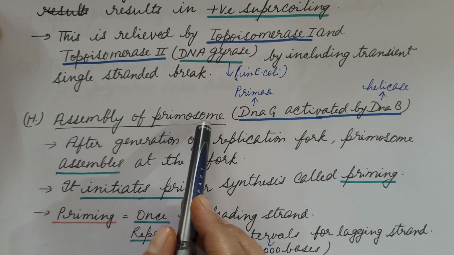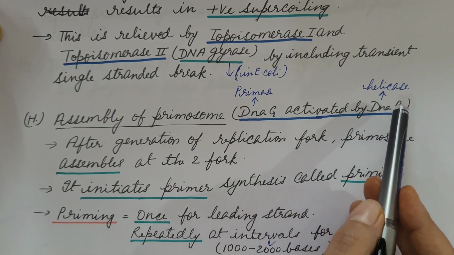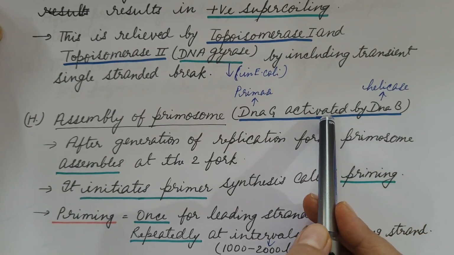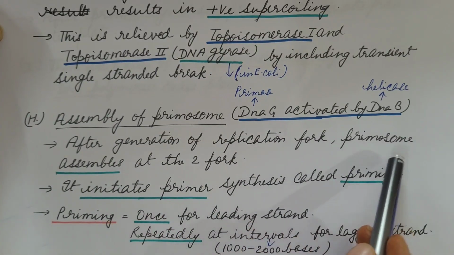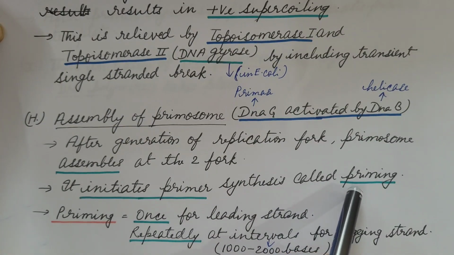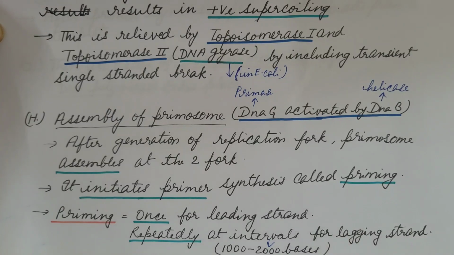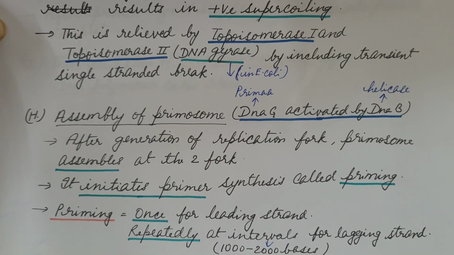Then next is assembly of the primosome. Primosome includes DNA G, which is primase, and DNA B, which is helicase. DNA B is required for the activation of DNA G. So, after generation of the replication fork, the primosome assembles at the fork. It initiates primer synthesis, called priming, because DNA polymerase 3 cannot initiate the synthesis of DNA. It requires a primer. And these primers are stretches of RNA or DNA that are synthesized by primase. In case of E. coli, it is an RNA primer.